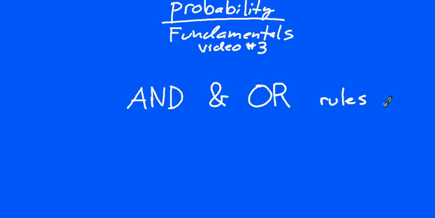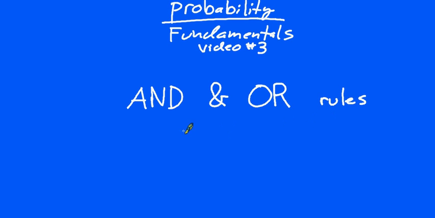Now we're on our third and final video for the fundamentals. Then, once we have these fundamental concepts and principles, we'll be able to start figuring out how to actually calculate some of those probabilities that I just gave you in the earlier videos. In this one, we're going to be learning the and or rules.